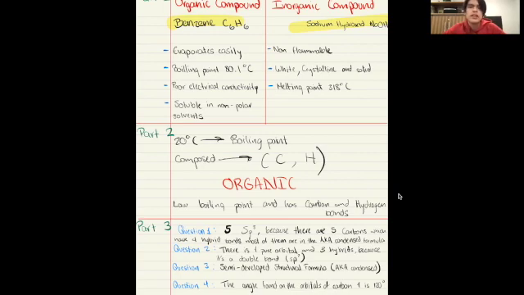On the other side, the right side, we can see the inorganic compound, which is the sodium hydroxide. It is non-flammable, unlike the organic compounds, and it is a salt, so it has the characteristics of a salt. It might be white, crystalline, and it is solid. It has a high melting point, and its melting point is 318.